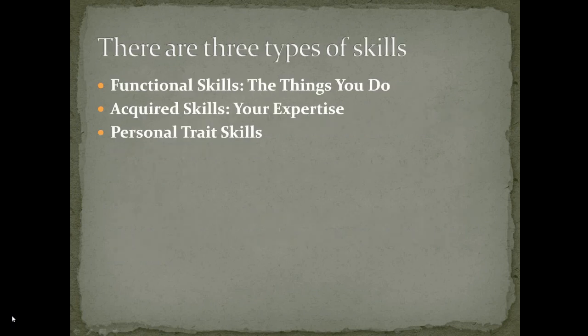Now, as I've already told you, there are two types of skills, but we will read about the further insights in the next slide. So there are three types of skills: functional skills, that is the things you do; acquired skills, these are your expertise; and personal trait skills. When we talk of functional skills, these are the things you do. These are the things that help you to function in your life. Acquired skills are your expertise.